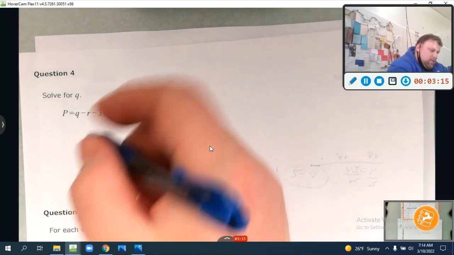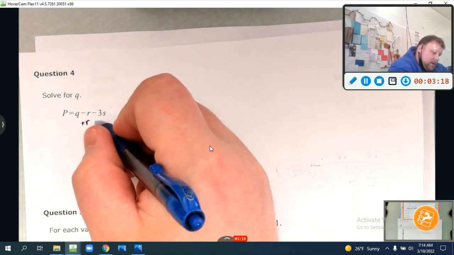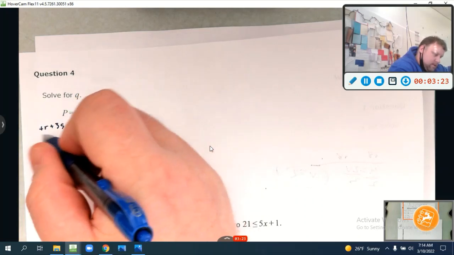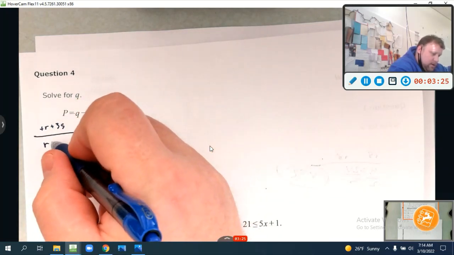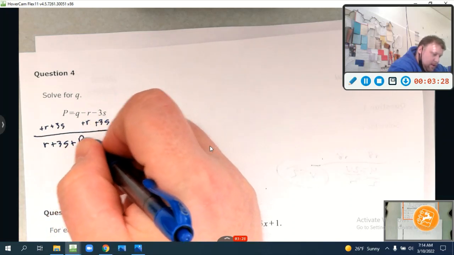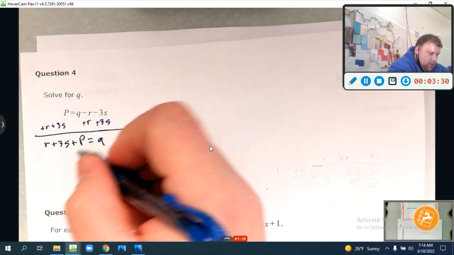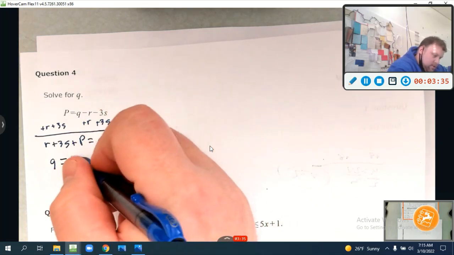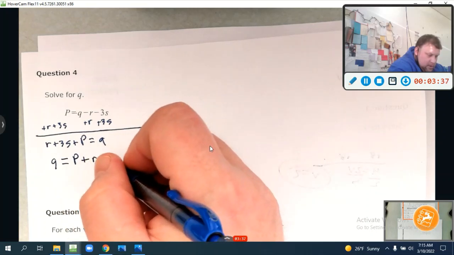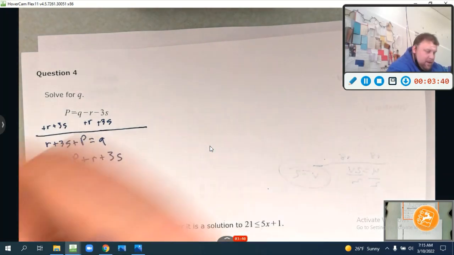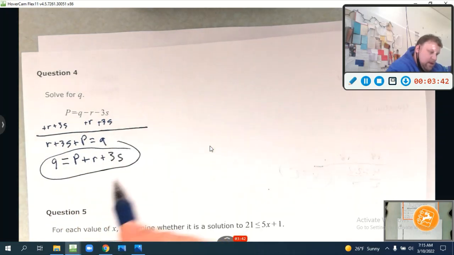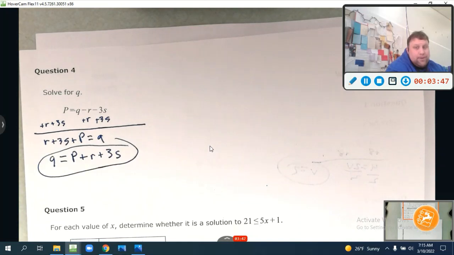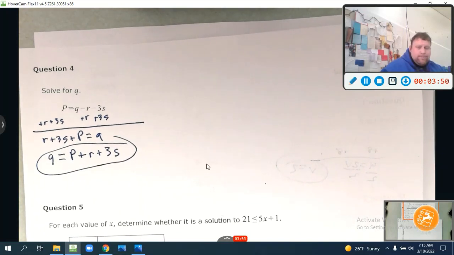Solve for Q. Awesome. So I'm just going to add R and add 3s to both sides. Plus R plus 3s. And I get R plus 3s plus P equals Q, which I'm going to rewrite as Q equals P plus R plus 3s. And that looks better to me. Make sure, by the way, if it ever uses a capital letter and you're entering things into the computer, use a capital letter. Just throwing that out there.